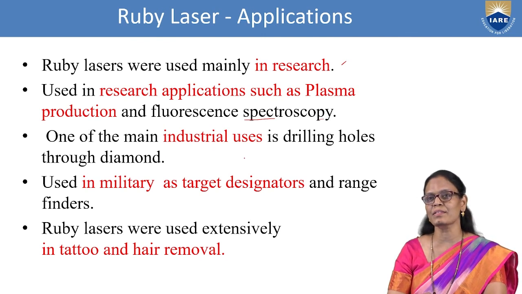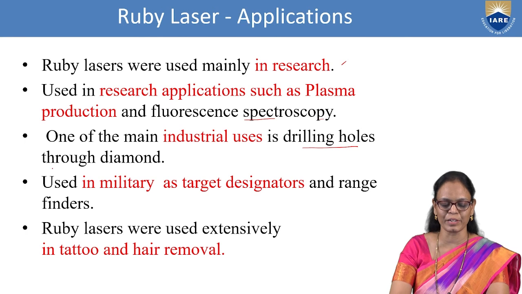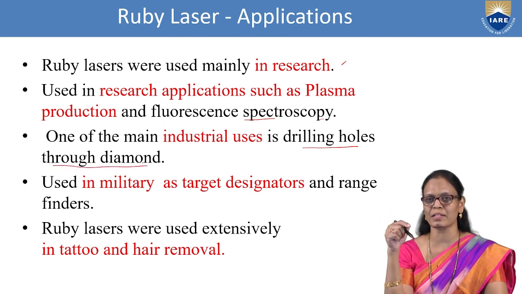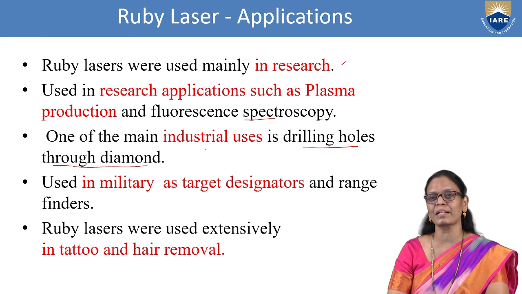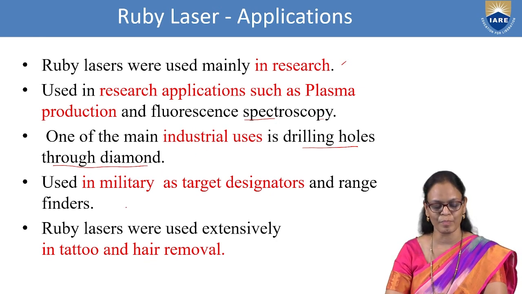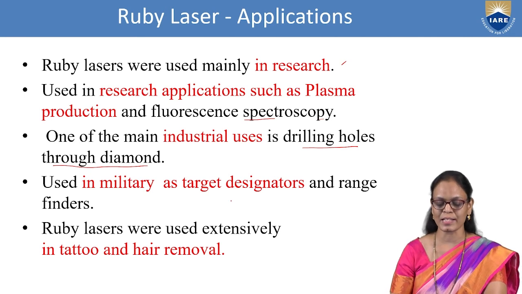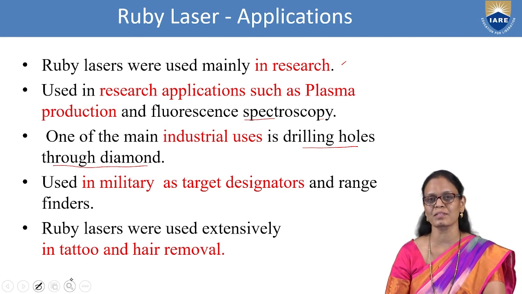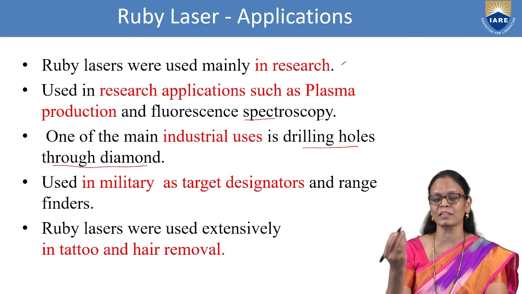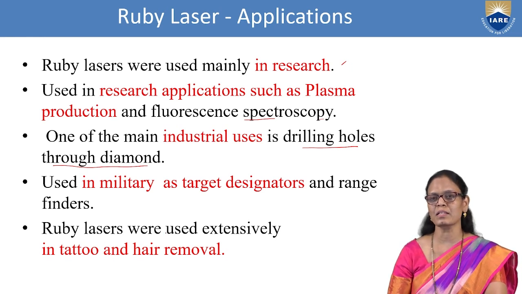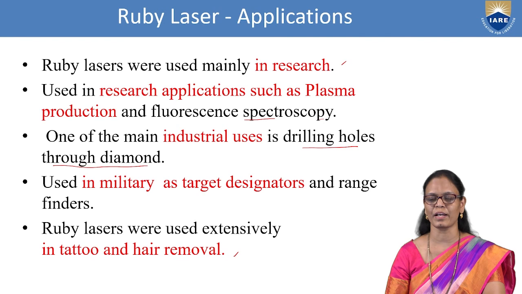One of the main industrial uses is to drill holes in diamond, because it is very precise. You can make precise holes in diamonds because the beam is very focused and unidirectional. So the greatest industrial use is to drill holes in diamond. It is also used in the military as target designators and range finders. Range means the distance between the point at which you are sending and the receiver. Ruby lasers are extensively used in tattoos and hair removal. This is one general application which we see in our day-to-day life.